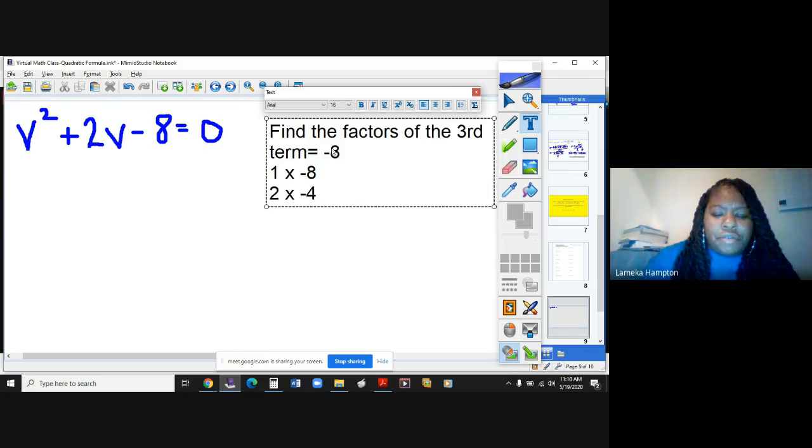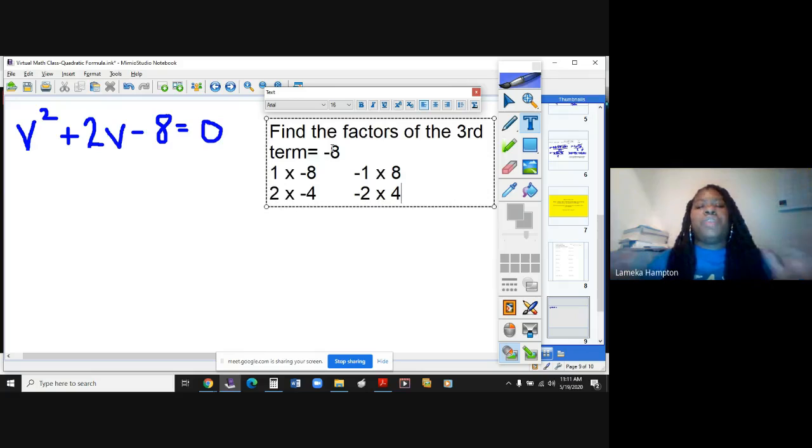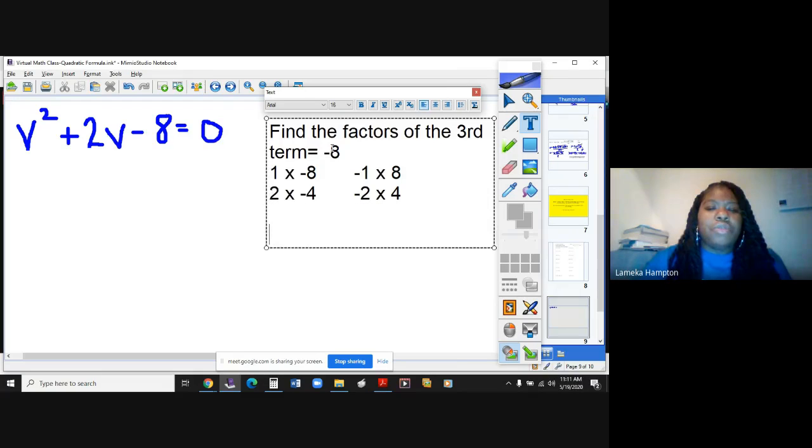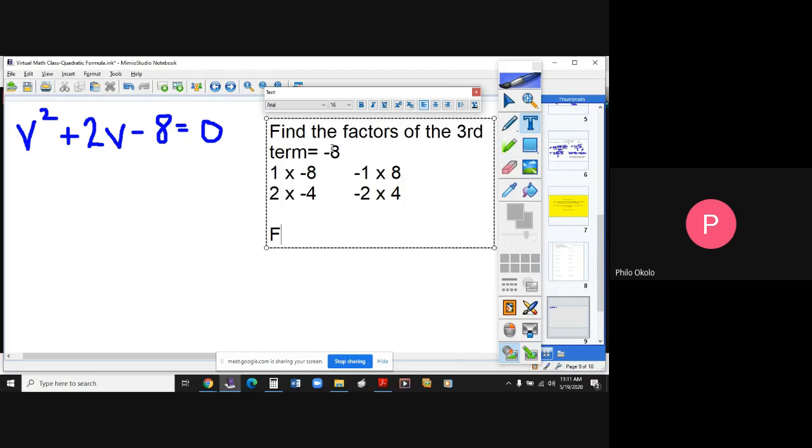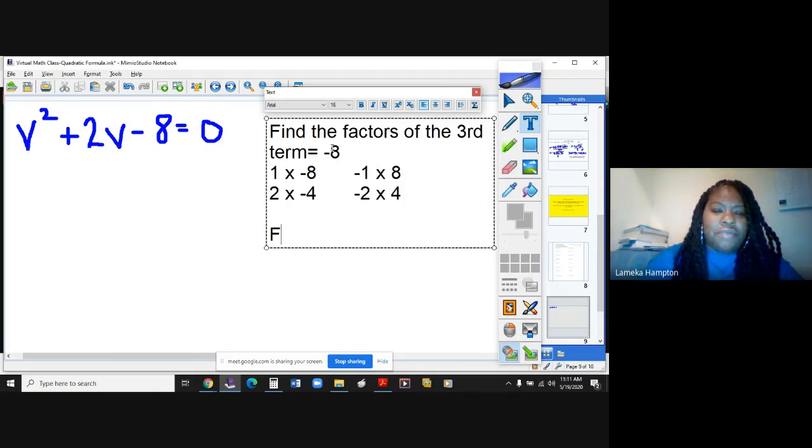Then I have negative 1 times 8. And then I have negative 2 times 4. Okay. So those are all of my factors that if I multiply them together would give me negative 8, no problem. All right, so who remembers what the second rule is? We add the third term to get the second term. Yes, ma'am, very good.